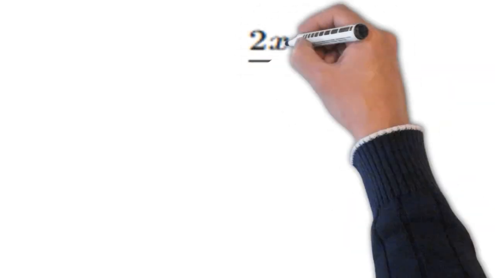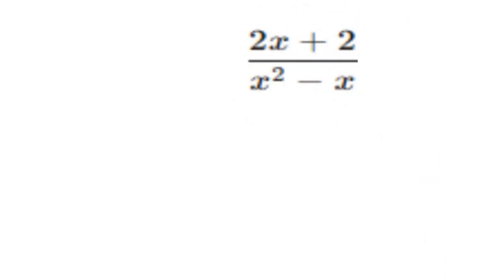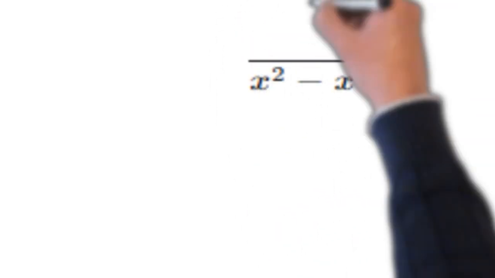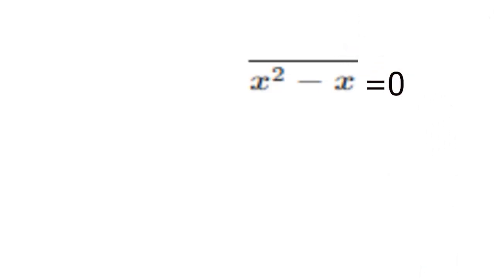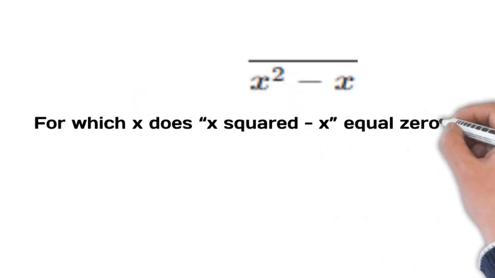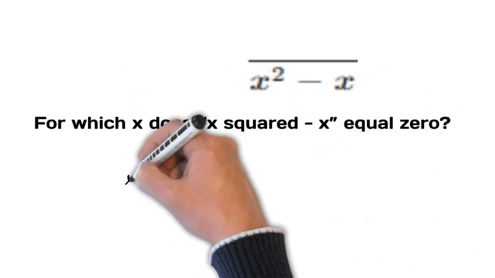So back to our expression, 2x plus 2 over x squared minus x. To find when it's undefined, we ignore the top and focus on the bottom. Since this is equal to a 0 in terms of pizza, you can understand simply that there is no pizza, or 0 pizza. In other words, we can ask, for which x does x squared minus x equal 0?